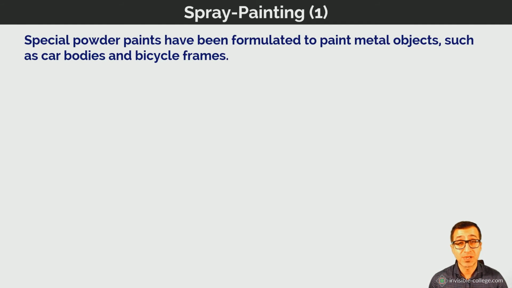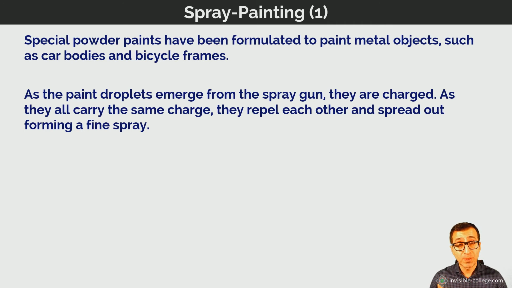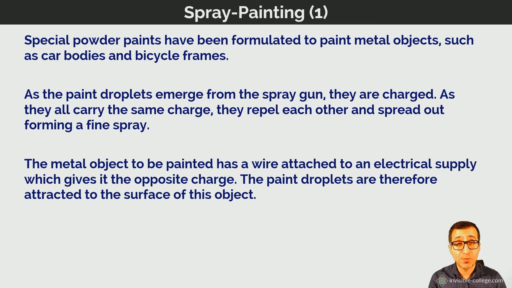Spray painting is another one of these applications of electrostatics. Special powder paints have been formulated to be used to paint metal objects such as bicycle frames and car bodies. As the paint droplets emerge from the spray gun, they become charged, and they all carry the same charge. Since they all carry the same charge, the droplets repel each other and spread out, forming a very fine spray. Now, the metal object that you're painting with that spray has been charged at the opposite charge, and so the droplets from the spray will attach themselves to the surface of the object to be painted, and this means that the paint is not wasted.